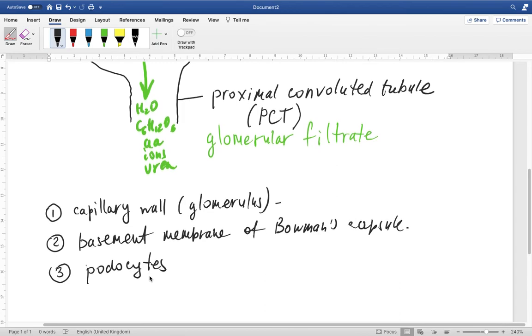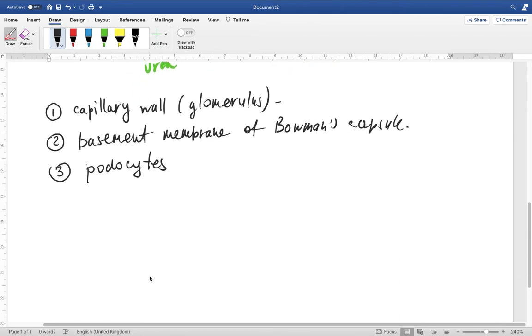Okay, so let me just give you some numbers. So when it comes to filtration, how much blood gets filtered in your kidneys? Well, in one minute, so this is per minute, in one minute.